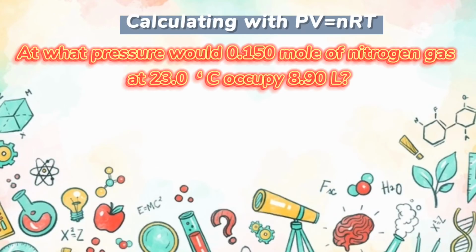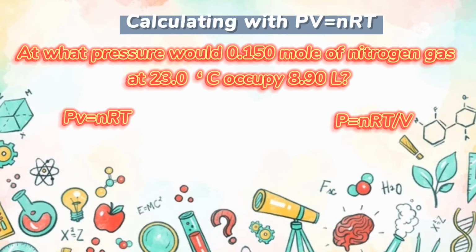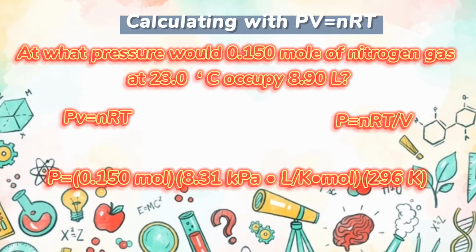At what pressure would 0.150 mole of nitrogen gas at 20 degrees occupy 8.90 L? Use PV equals nRT and get pressure alone by dividing both sides by volume.